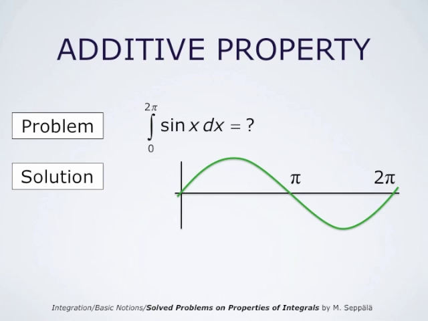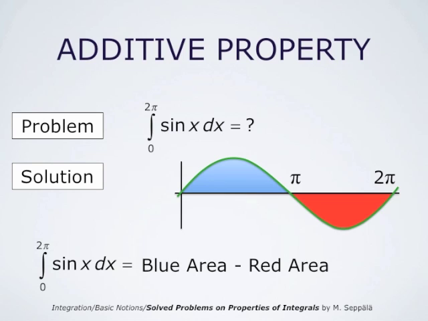Now observe that the area under the graph of the sine function and over the x-axis interval from 0 to pi is the same as the area of the domain between the graph of the sine function and the x-axis interval from pi to 2 pi. This follows by symmetry. So these blue and red domains have the same area. Therefore, the integral from 0 to 2 pi of sine of x dx is the area of the blue domain minus the area of the red domain. And these areas are the same, therefore the integral is 0.